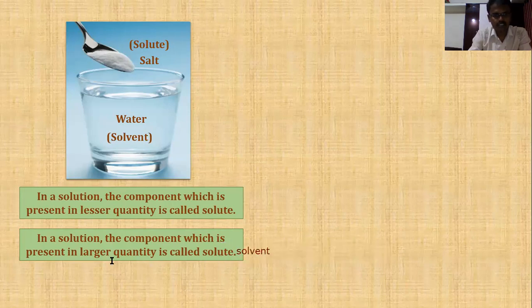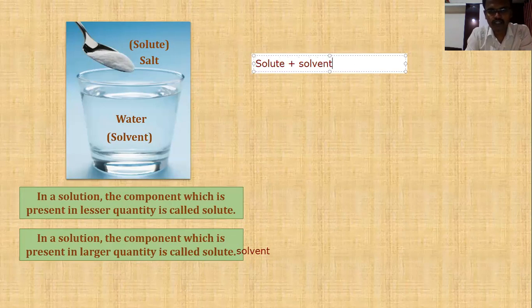The one which is present in larger quantity is called solvent. A mixture of solute plus solvent is known as solution. Let me write that also: solute plus solvent will give you solution. I hope you have understood. Any solution will contain these two components, that is solute and solvent.